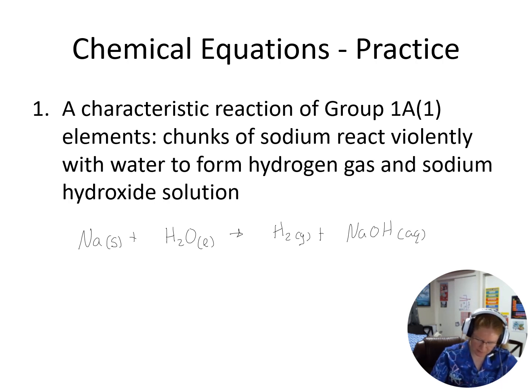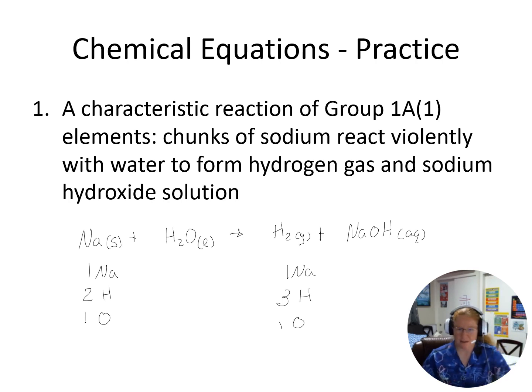Solution is aqueous there. Okay, so as I start to balance this, I can start keeping a ledger of things if I need to. So right now what I have on my reactant side is 1 sodium, 2 hydrogens, and 1 oxygen. On my product side, I'm going to keep it in the same order. I have 1 sodium. I have 3 hydrogens, because I have my H2 and then the hydrogen in the NaOH. And then I have 1 oxygen. So 2 hydrogens does not equal 3 hydrogens.